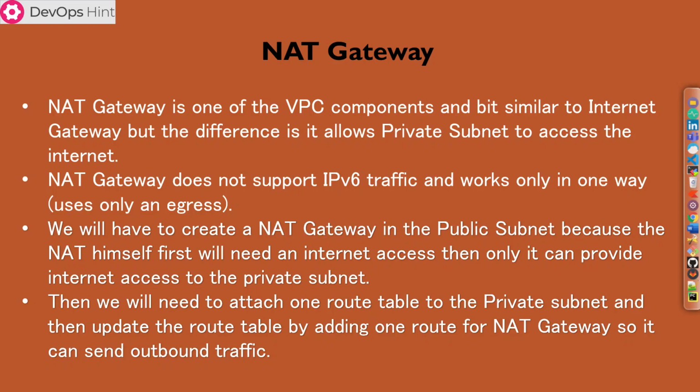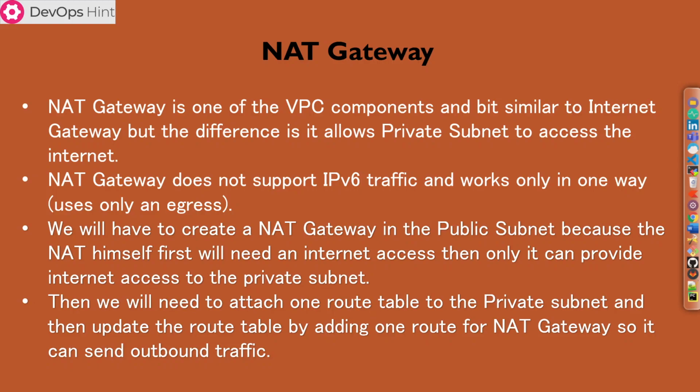So this is the second important point, that NAT gateway we have to create in the public subnet, not in the private subnet. It will provide internet access to the private subnet, but we will not create a NAT in the private one. We will have to create it in the public one, because the NAT himself will first need internet access and then only he can provide internet access to the private subnet.